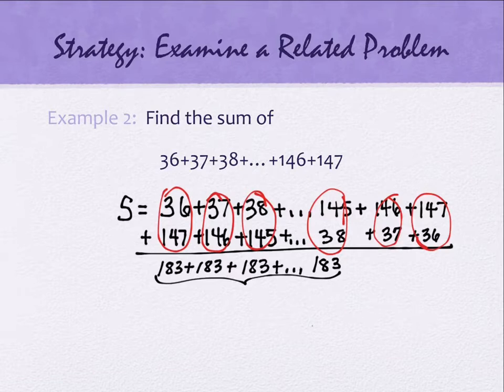This doubled my sum, right? It doubled it because I added something to itself. But how many of these 183s are actually there? Are we starting from 36 going to 147? Yes, we are. We're going from 36 to 147. 111. So how did you get 111? I subtracted 36 from 147.